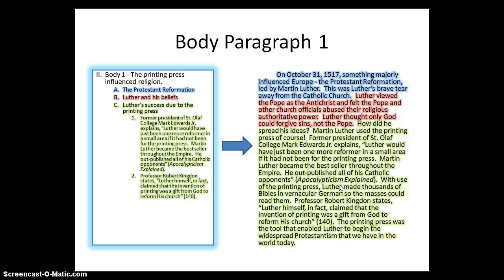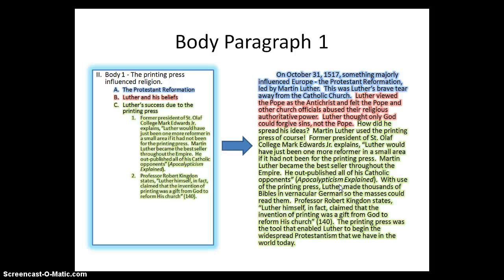And that's an important step. You don't want to make the entire paragraph just your notes. That's not a great way to do it. You also want to be able to explain how those notes are actually proving your point of the printing press influencing religion. But this is the basic process that you're going to follow as you go through and convert your outline into an actual essay.